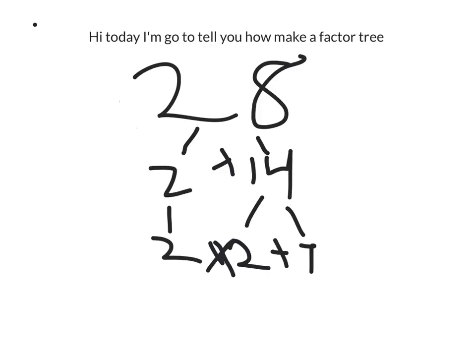7 is not an even number, 2 is not an even number, so yeah, that is how you do a factor tree. You can do any number, it's kind of easy, but if you do like 210 or big numbers, it's going to get a bit tough.